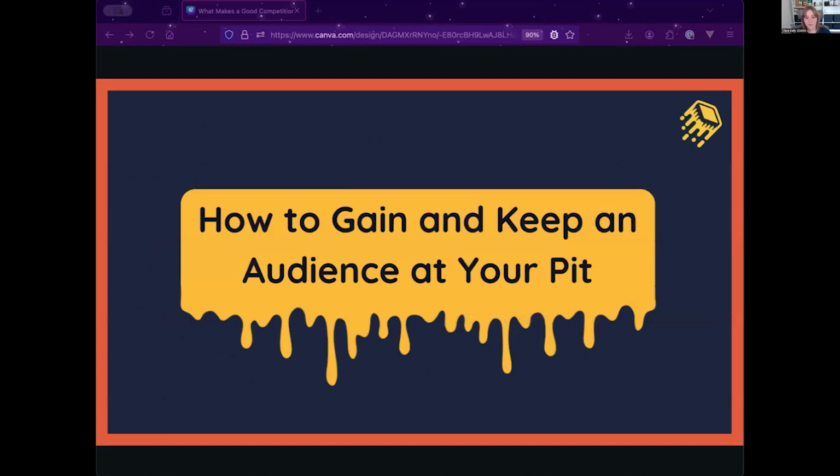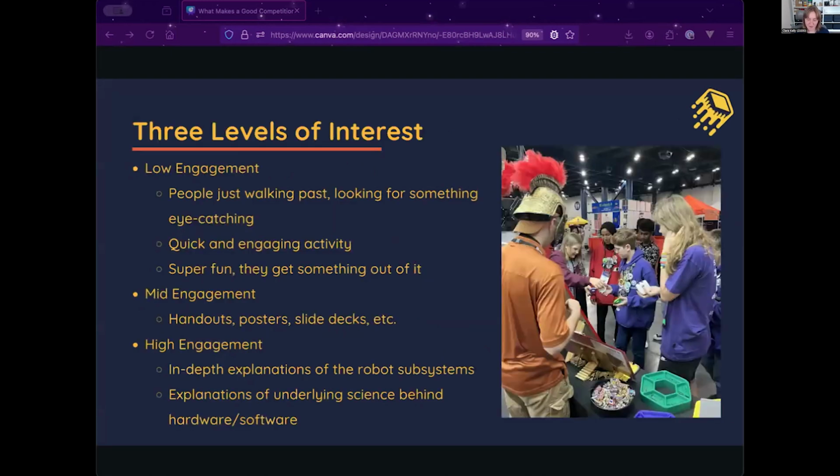Okay, so gaining and keeping an audience at your pit. One of the things that our team has really found throughout the years of building a pit is that there's 3 levels of interest for people who come by your pit. There's low engagement, mid engagement, and high engagement levels of interest. So low engagement people are people who are just walking past. They're looking for something really quick, fun, engaging. They want to get something really fun out of this experience.